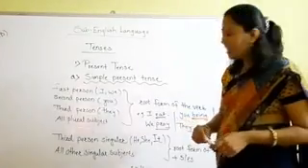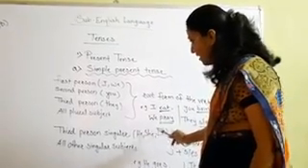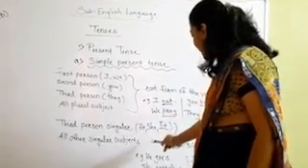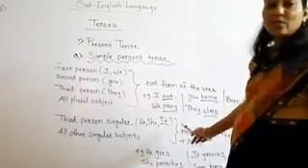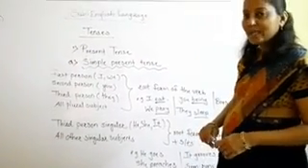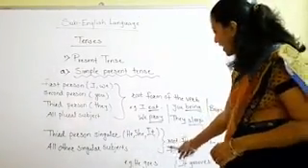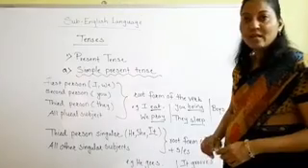But when we are using the third person singular, that is he, she and it, or other singular subjects, at that time we have to use the root form of the verb, the main verb, and at that time we have to add s or es to the verb.